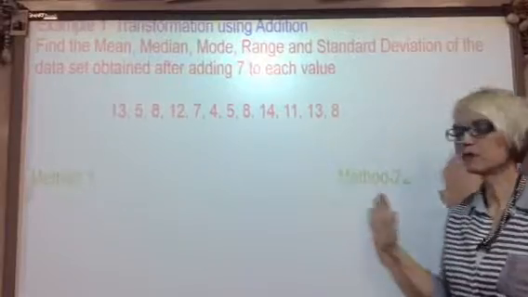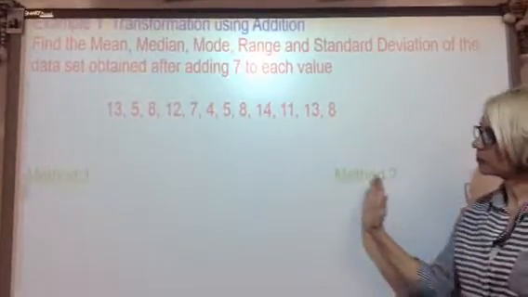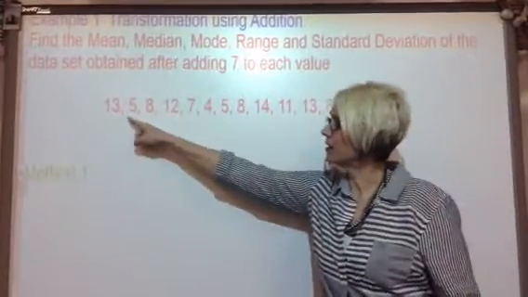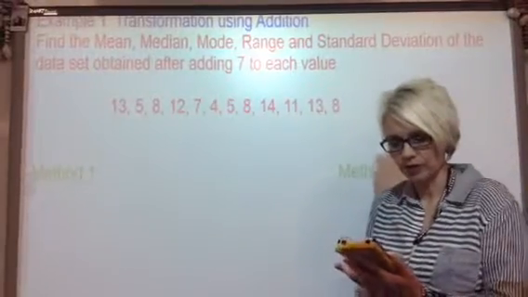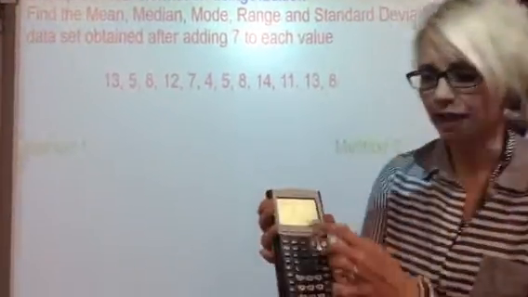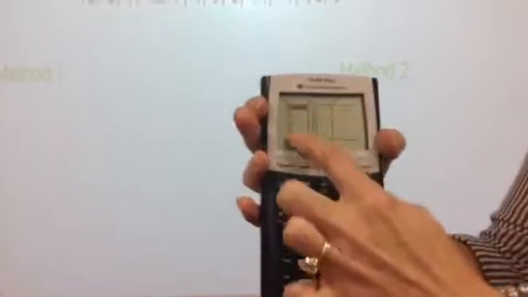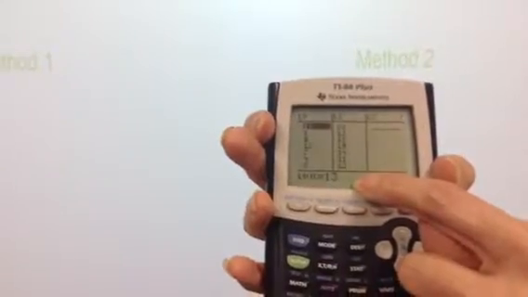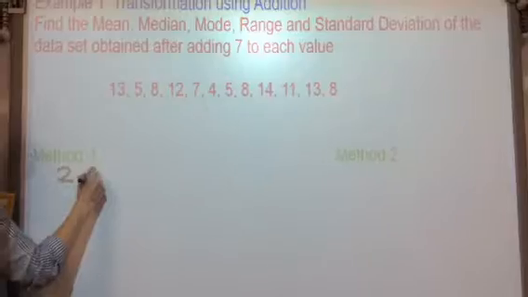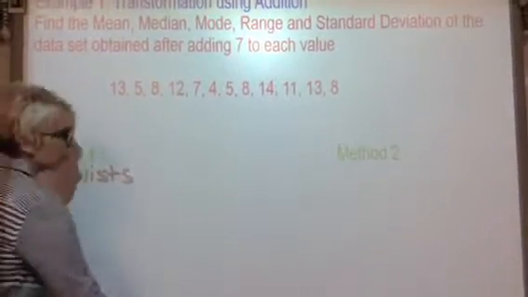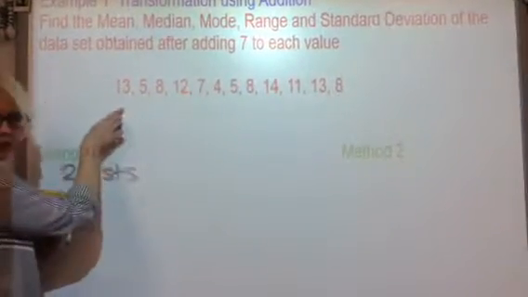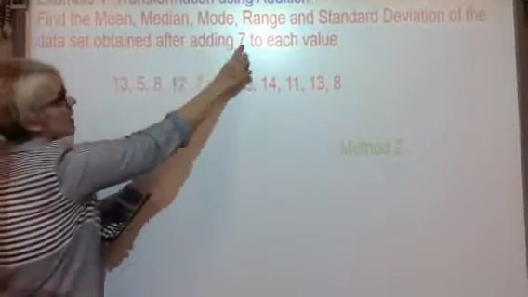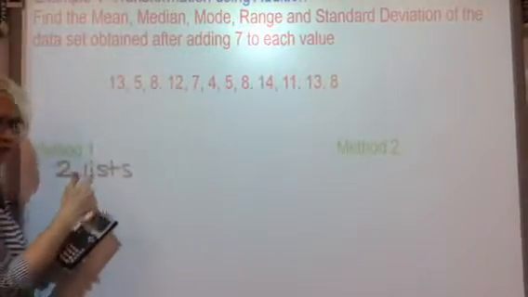So I'm going to show you two different methods that you can use. The first method would be to actually input this into your L1, which I have done here. I have all of these values input into L1. And then you could add 7 to every data point and put that in your L2. So method 1 would be to have two lists. Here is all of my data, that goes in L1, and then I add 7 to every single data point, and that goes in my L2.